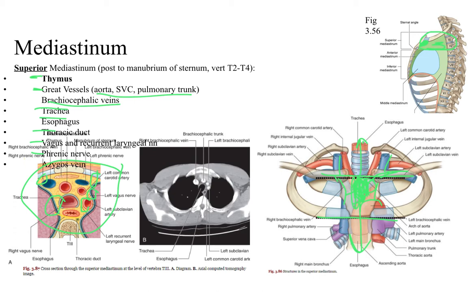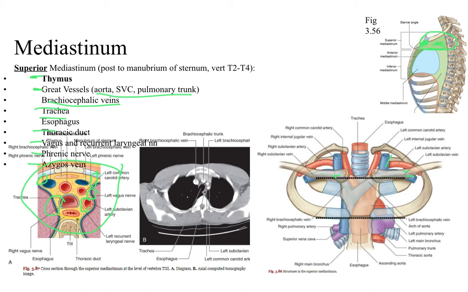And then we have our azygous vein. All right, remember azygous means unpaired. And even though it's not shown here, remember that it'll be on the posterior, the back of the thoracic wall, and it's going to drain blood from the posterior thoracic wall.